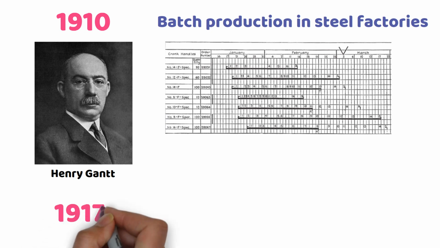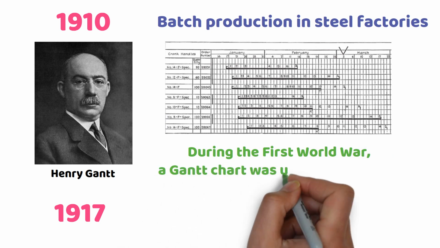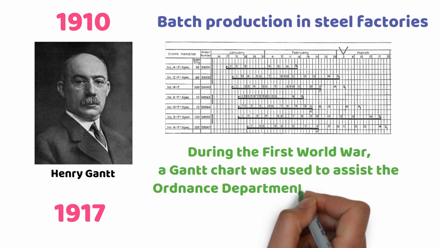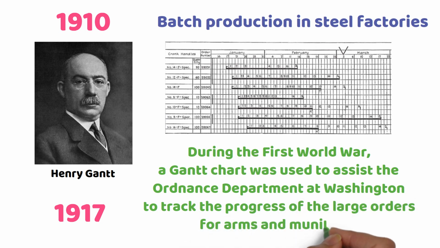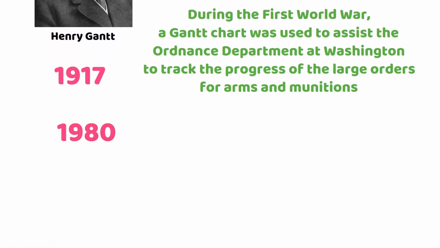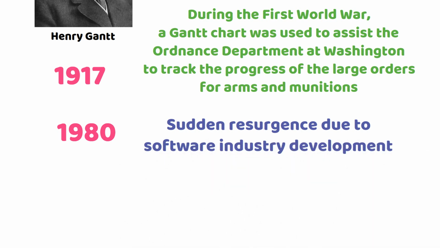In 1917, during the First World War, a Gantt chart was used to assist the Ordnance Department at Washington to track the progress of the large orders for arms and munitions. With time, it underwent some changes, and in 1980, it got a sudden resurgence due to software industry development. Today, Gantt charts are most commonly used for tracking the progress of projects.